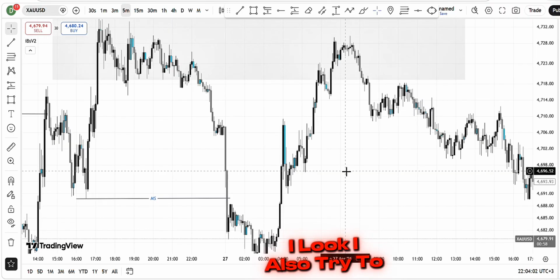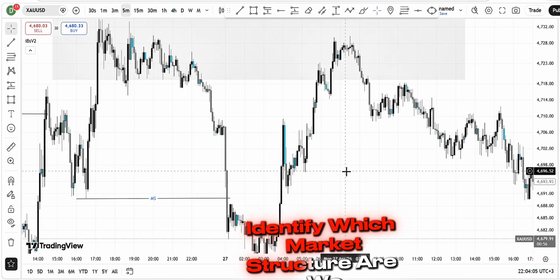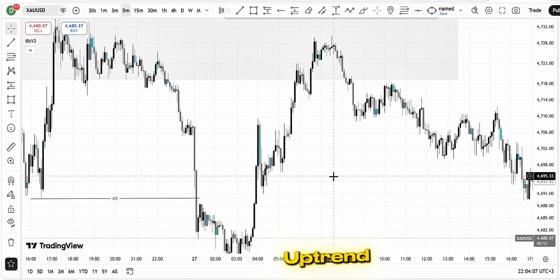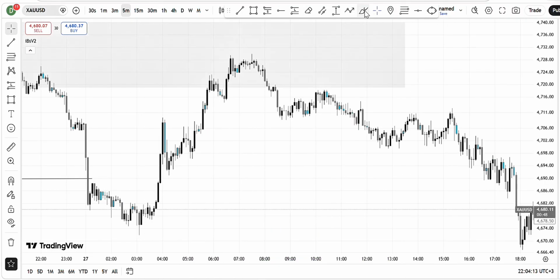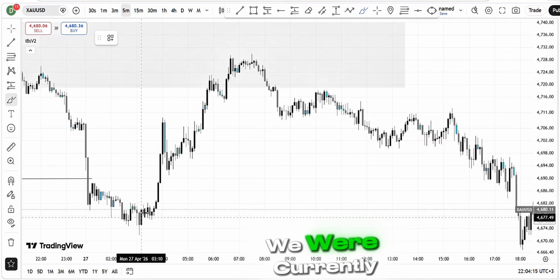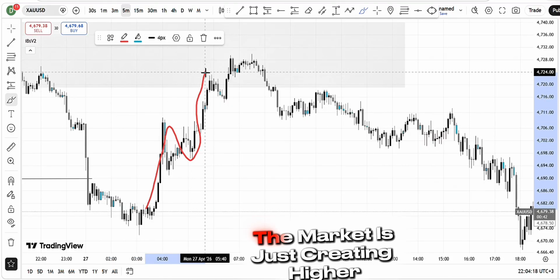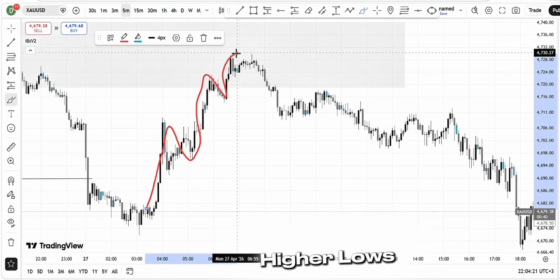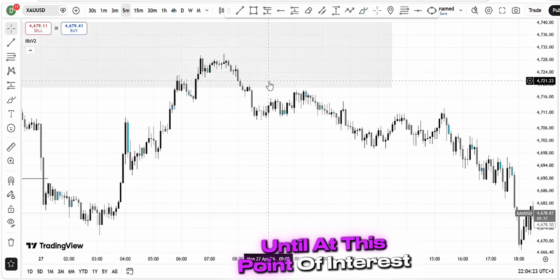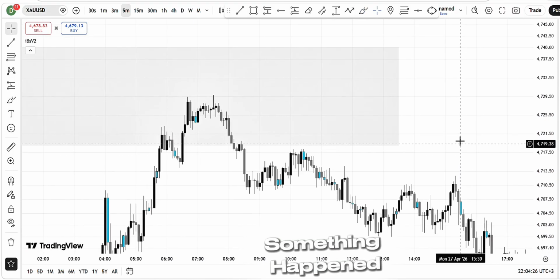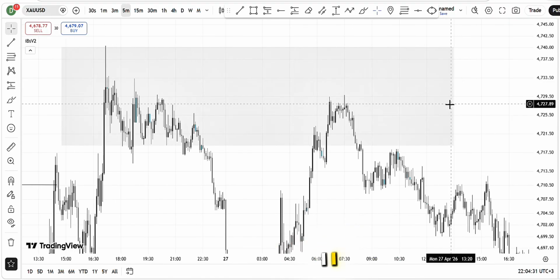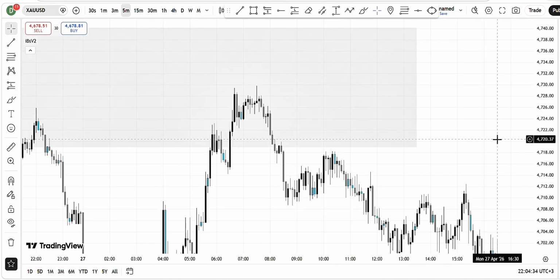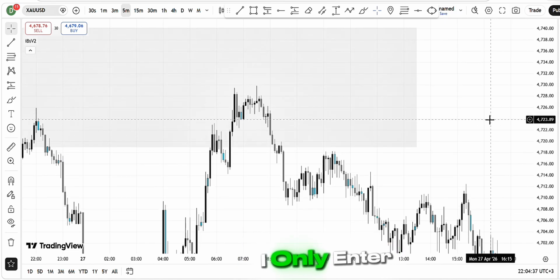I also try to identify which market structure we are in. Are we in a downtrend or in an uptrend? So here, as everyone can see, we were currently in an uptrend. The market is just creating higher highs, higher lows, higher highs, until at this point of interest. This is where something happened. This is where we lost control of the market. So I have many entry models I use, and I only enter when I see one of them appear.